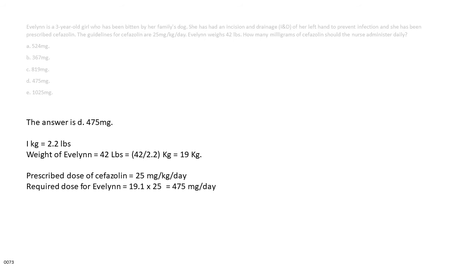The answer is D. 475 milligrams. 1 kilogram equals 2.2 pounds. Weight of Evelyn equals 42 pounds equals 42 divided by 2.2 kg equals 19 kg. Prescribed dose of cefazolin equals 25 milligrams per kg per day. Required dose for Evelyn equals 19.1 times 25 equals 475 milligrams per day.